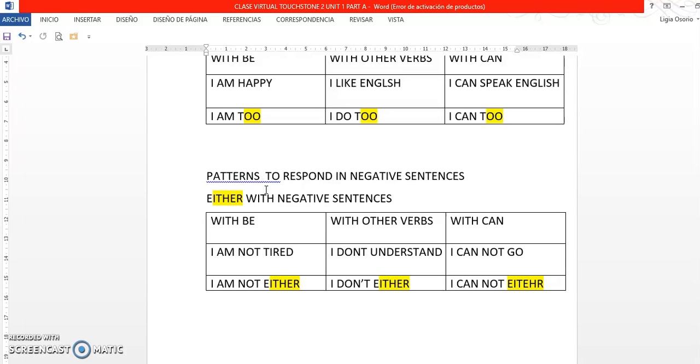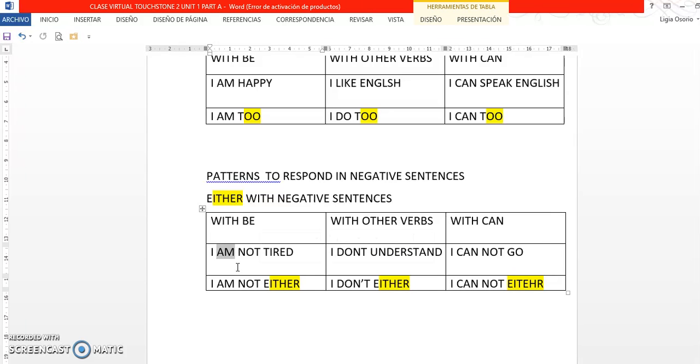Alright, the patterns you are going to use, if you are using the verb to be, you have to use the verb to be in your response. For example, here, "I'm not tired," and you are going to respond, "I'm not either." "Either" is always placed at the end of the sentence. So you have the subject, the pattern in negative, and "either." Alright? "I'm not either." Yo tampoco.